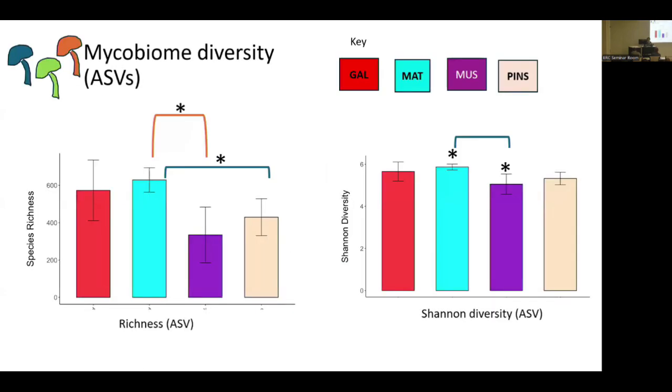So what did we find? Just some preliminary analyses. We calculated some alpha diversity metrics. We sequenced DNA and we got ASVs, which are amplicon sequence variants. Amplicon sequence variants are basically the fungal fingerprint, because it's really hard to identify fungi specifically by species. So we went by ASVs, or amplicon sequence variants, short sequences of DNA, if you will.